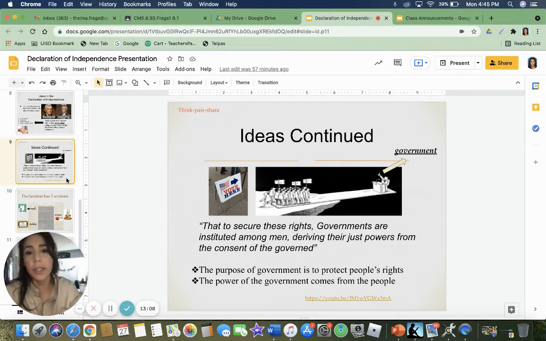We included this in the Declaration of Independence, saying that the only way that a government can have its power is if the people vote on him having their power. We shouldn't be run by a monarchy, by a king or queen, just because a king or queen says so. A government should be run by the people. The purpose of a government is to protect people's rights, and the power of the government comes from the people.